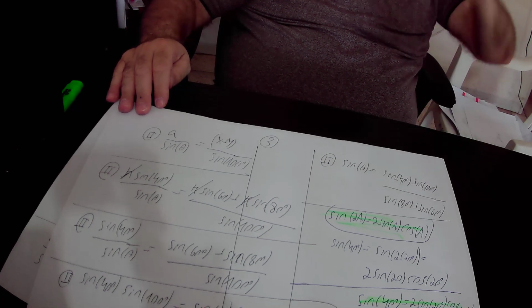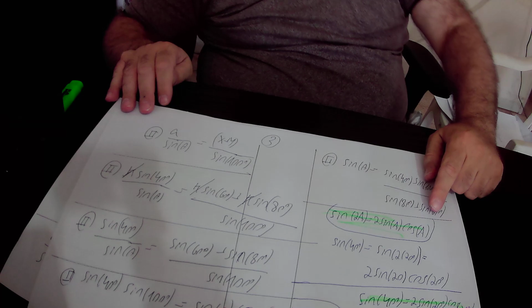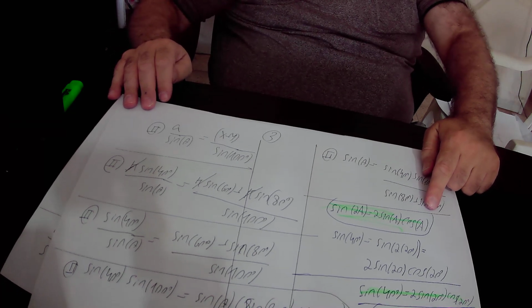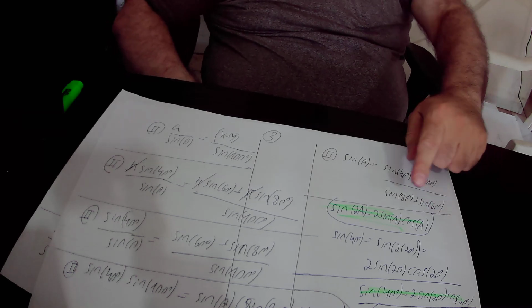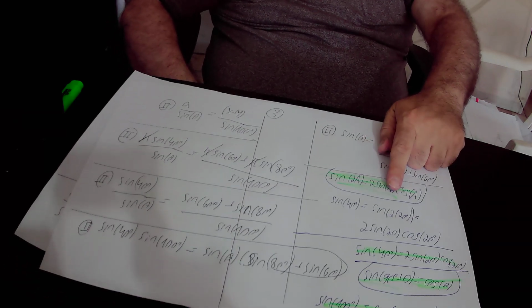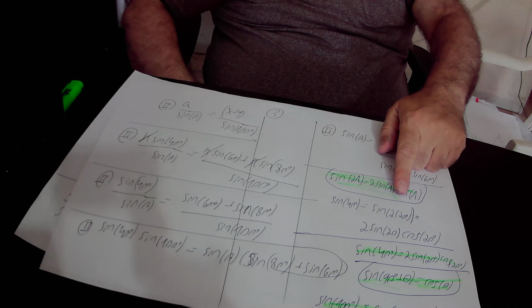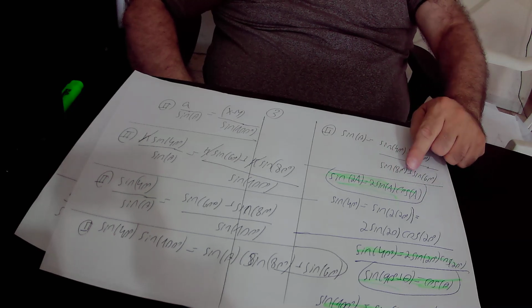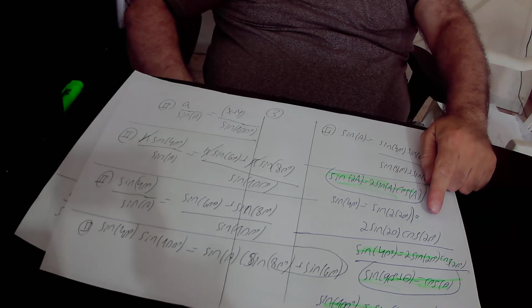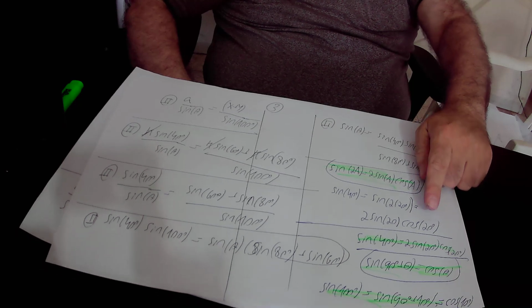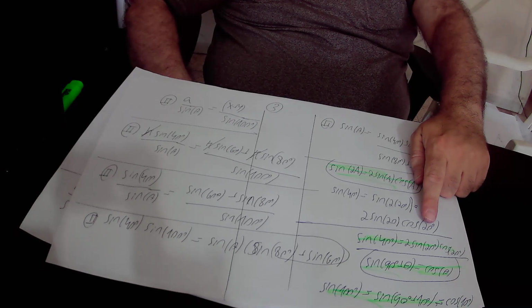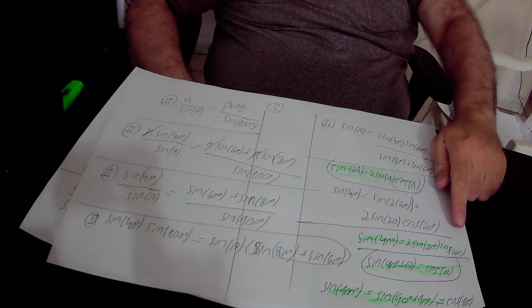Then we have the trigonometric identity that sin 2a equals 2 sin a cos a. We use this identity to find the value of sin 40°. Sin 40° equals sin 2 times 20°, which equals 2 times sin 20° times cos 20°. So in conclusion, sin 40° equals 2 times sin 20° times cos 20°.